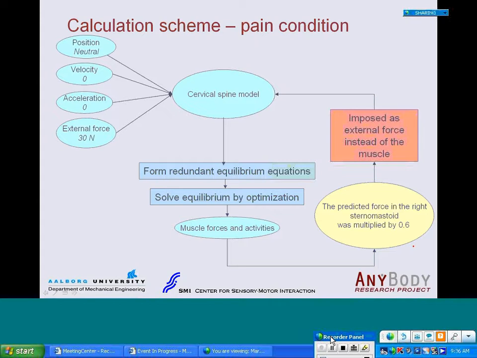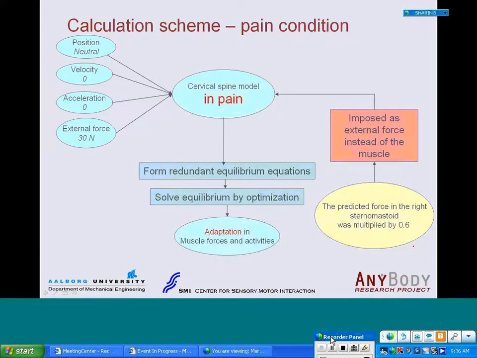And this 60% comes from the EMG values, where we could see there was roughly an inhibition of 40% in the right sternomastoid muscle in the case of the injection with hypertonic saline. So now we have a cervical spine model in pain, one could say. Again, we have the redundant equilibrium equations, and then we estimate the muscle forces and the activities of the rest of the muscles, which in that case we could say we calculate the adaptation of the muscle force and activities while there is pain in his right sternomastoid muscle.